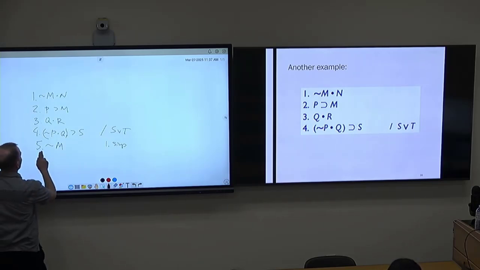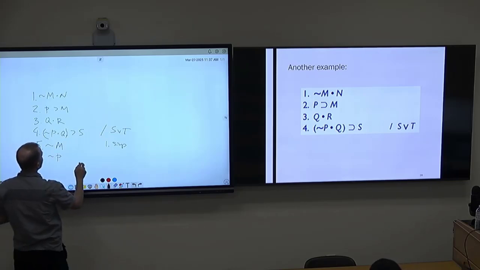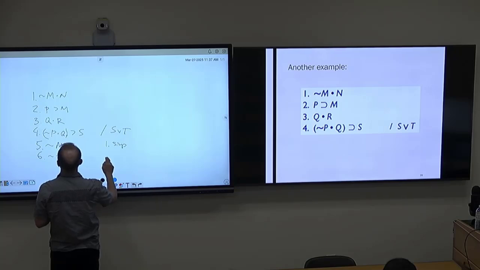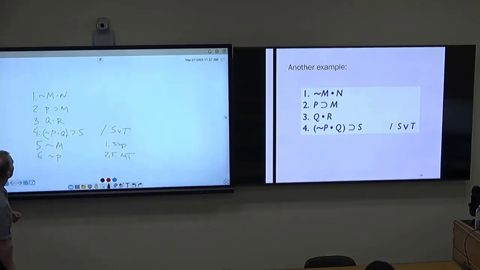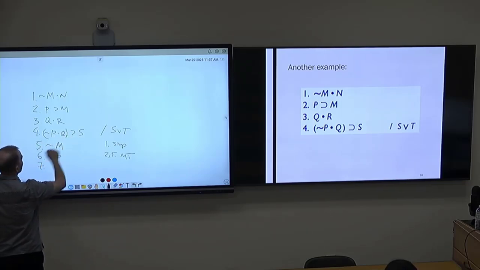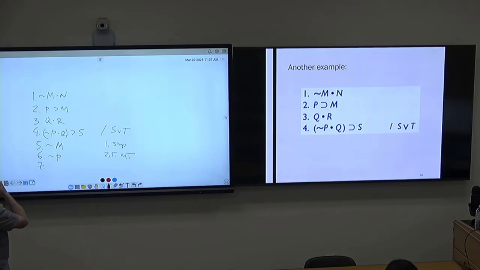You see that the next line would be not P, and that would be lines 2 and 5, Modus Tollens. Now once we got not P, we need not P and Q. And we do have Q. Because if we get not P and Q somewhere, we got Q. That's what we need. We can get Q off of line 4, using just not P. Right. So this is the simplification of line 3.